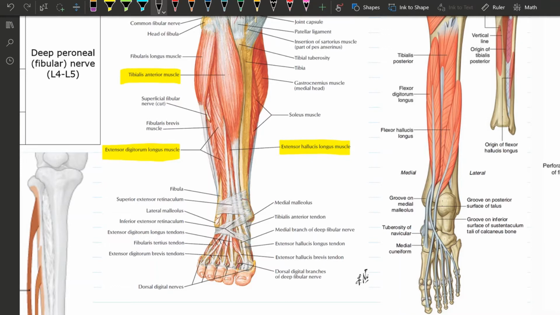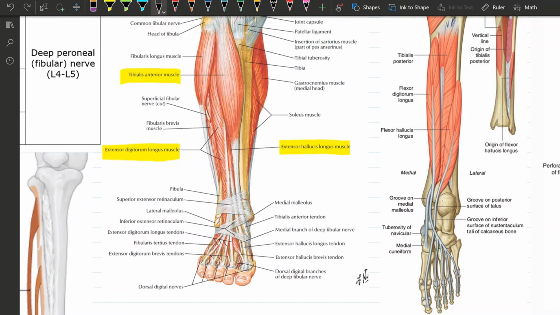Next is the extensor hallucis longus. The extensor hallucis longus has an origin at the anterior surface of the fibula and at the interosseous membrane. It will have an insertion at the base of the phalanx of the big toe, and it will induce the action of extension of the big toe as well as dorsiflexion of the ankle or foot, and will also be innervated by the deep fibular nerve. Then we have the extensor digitorum longus.